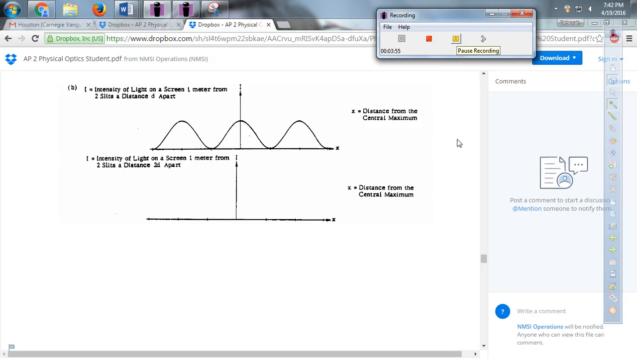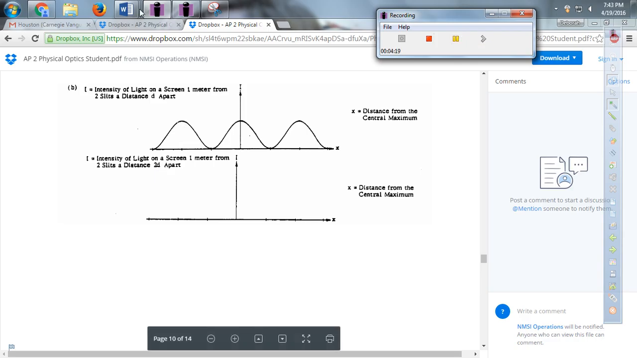Okay, so Part B says we have 2 slits. They're distance d apart. This is 1 meter from the screen to the light source. So Part B says we'll do the same thing. We're going to keep the light source 1 meter from the screen. This time we're going to have 2 slits again, but they're going to be twice as far apart, and so they want a graph of that.